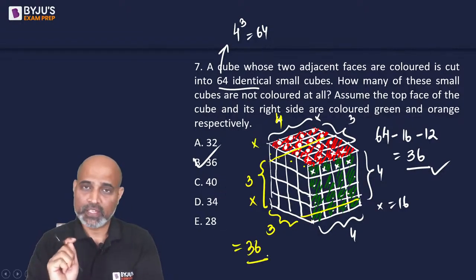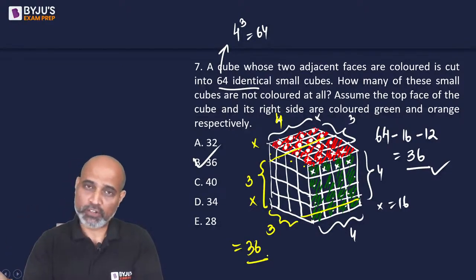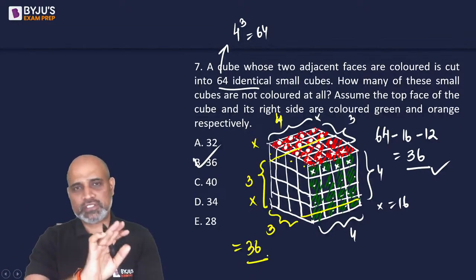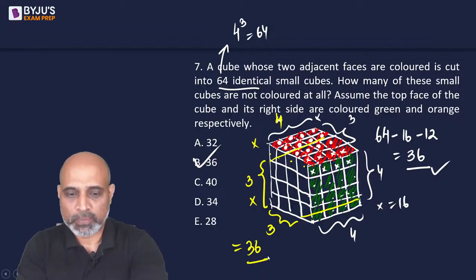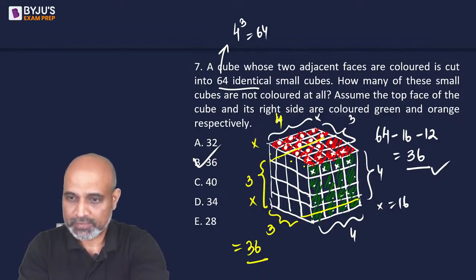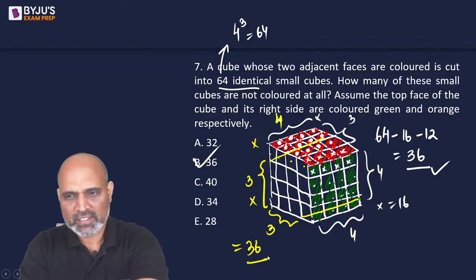It comes directly. Okay, from the total, subtract the colored faces, and directly count how many small cubes are not colored. So B is going to be the answer. Why are you guys answering A?